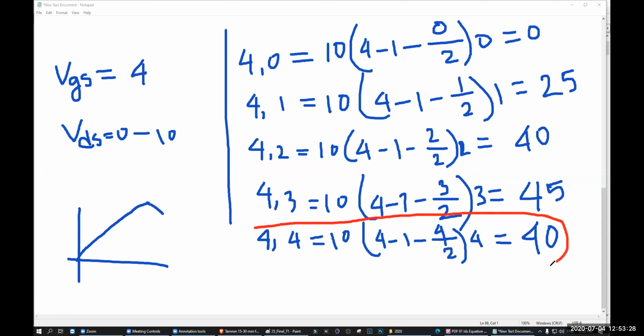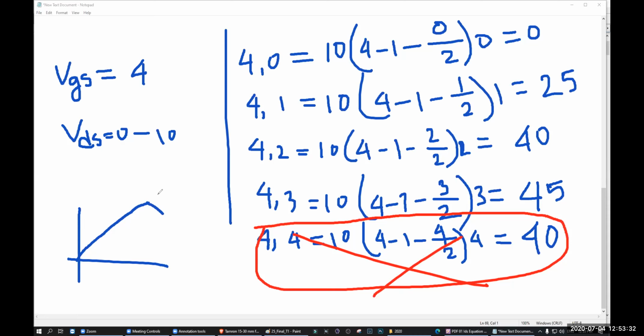Our formula is no longer working here, right? It is no longer working. This should not happen. Okay, this part is called the linear part because when it is increasing, it is called linear. After the linear, we have a region that is called what? Saturation, right? Saturation.